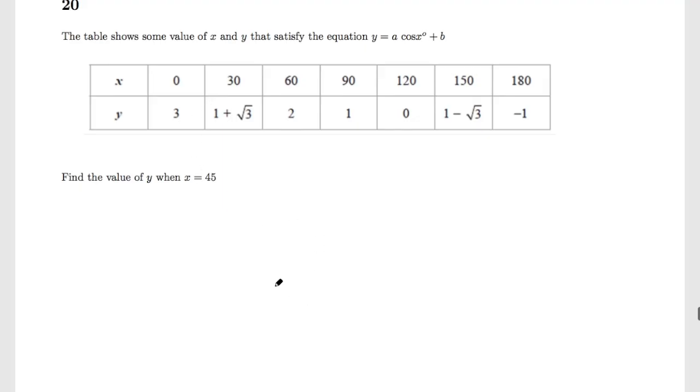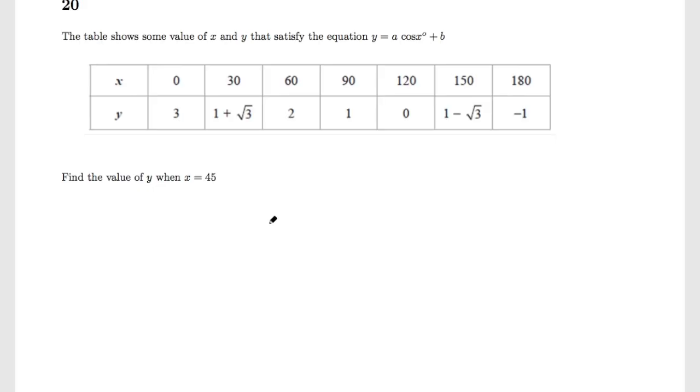So be intelligent here, pick the easy ones, the ones that you know the answers to. I know the cosine of 0 degrees off the top of my head. And I know the cosine of 90 degrees off the top of my head. So I'm going to use those two values to plug into this equation.